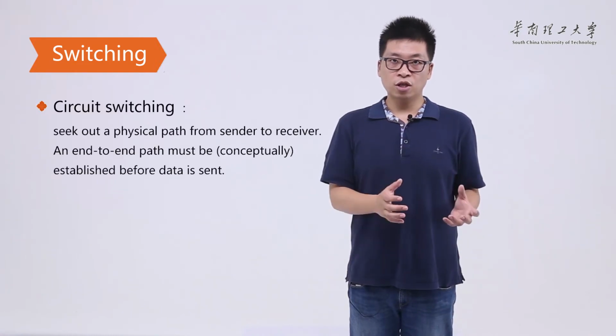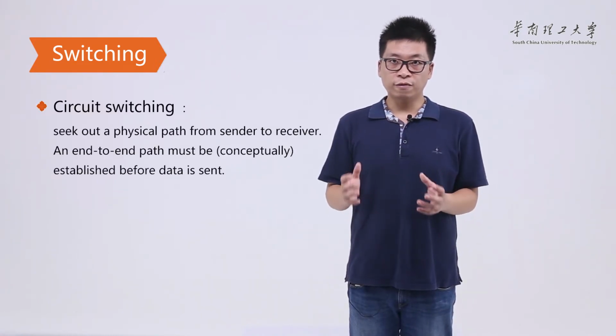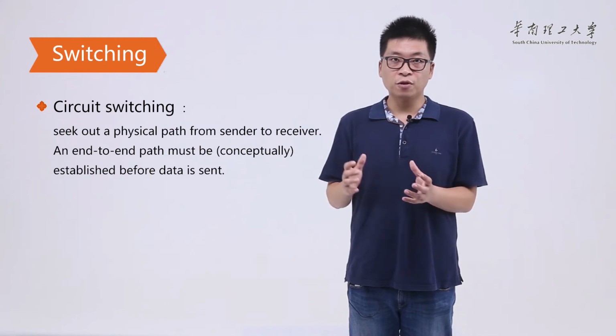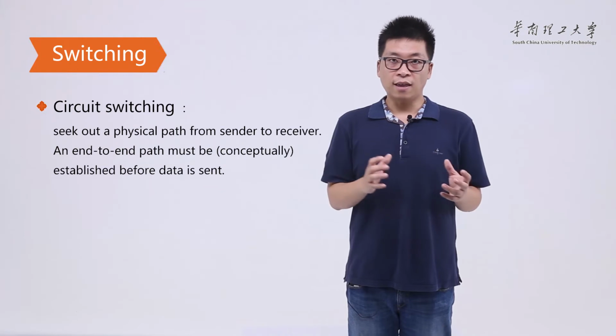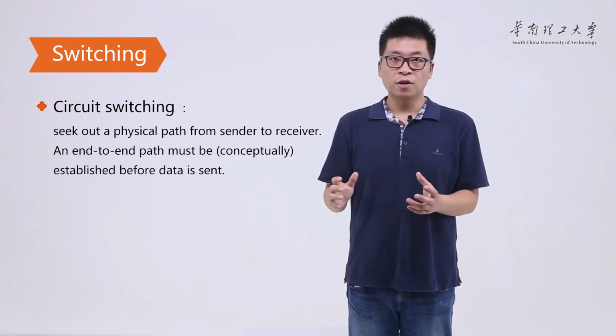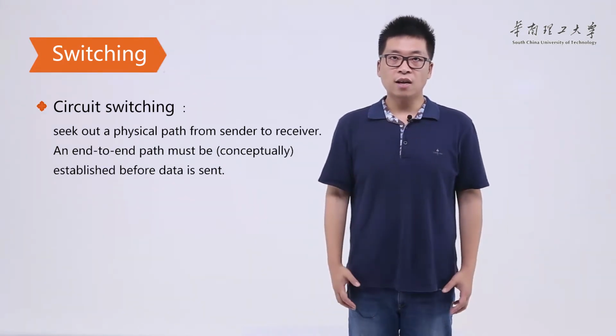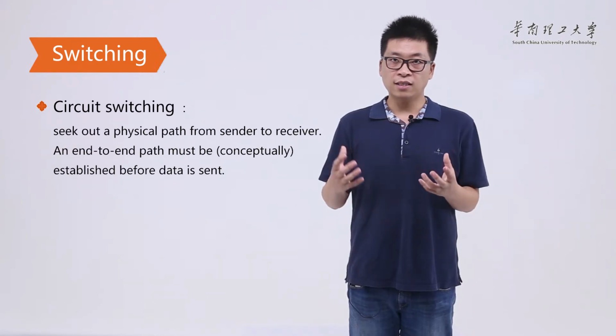The second concept we are going to talk about is switching. We will go through three types of switching. Circuit switching will first seek out a physical path from sender to receiver. An end-to-end path must be conceptually established before data is sent.